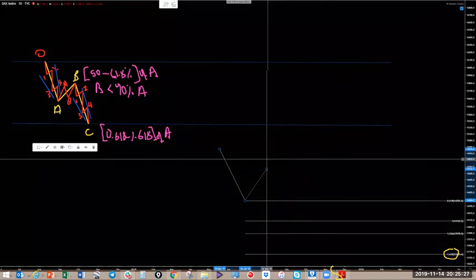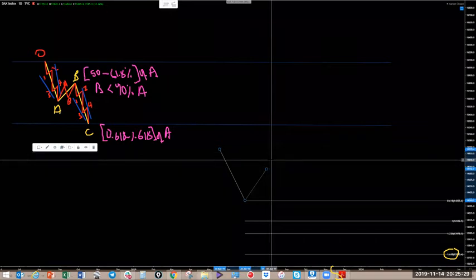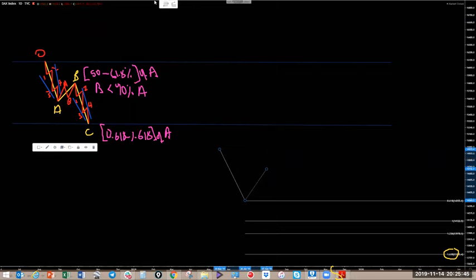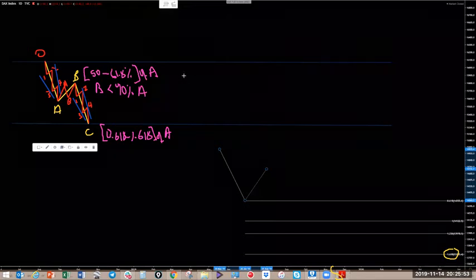All right, so let's look at another one. We're going to look at a flat correction. Now we're going to look at 3 variations of flat corrections. The first one is going to be the regular flat. Let's start with the regular flat. We're going to plot it right here.